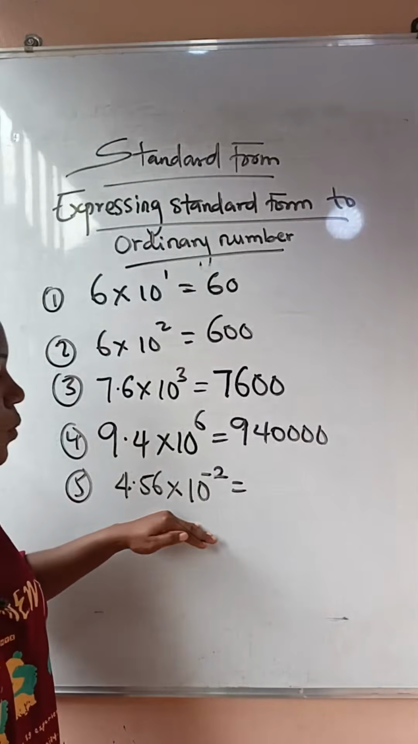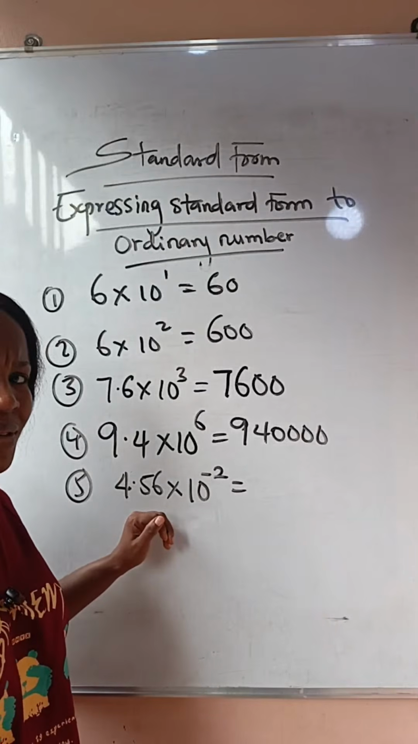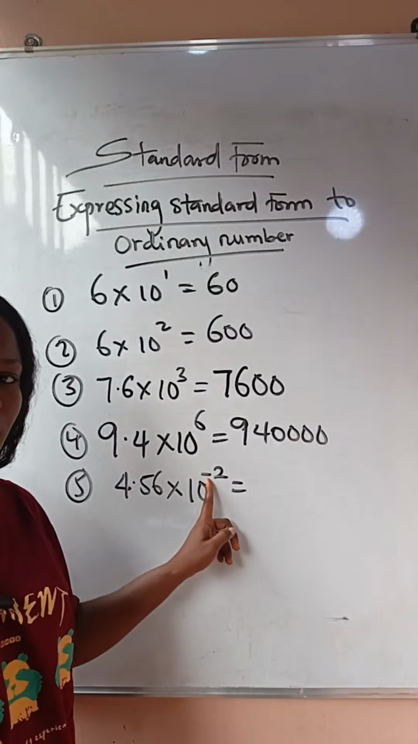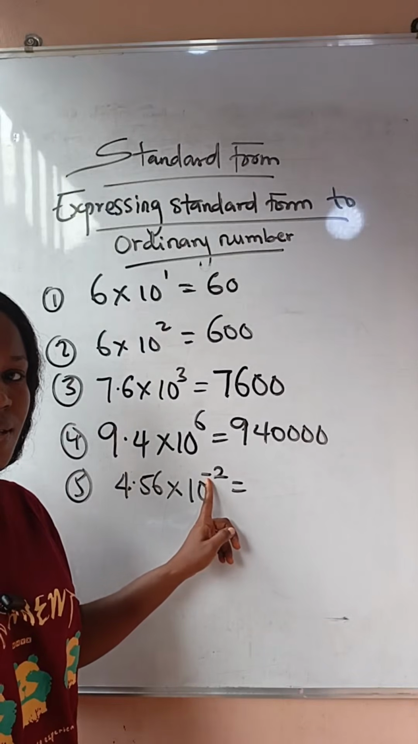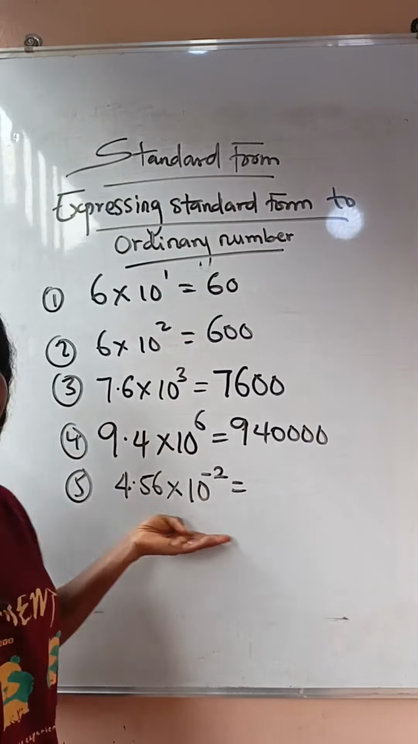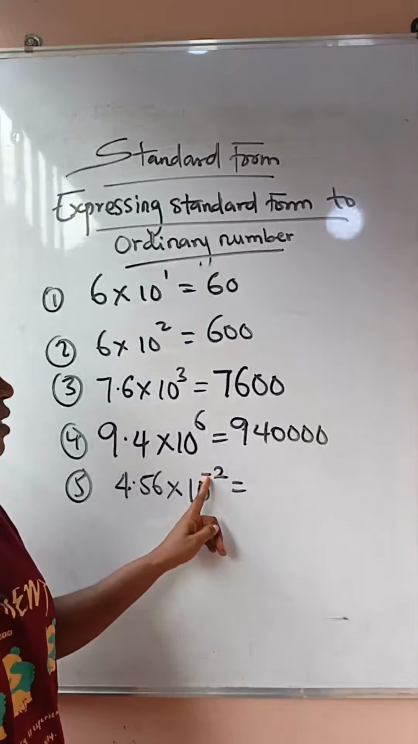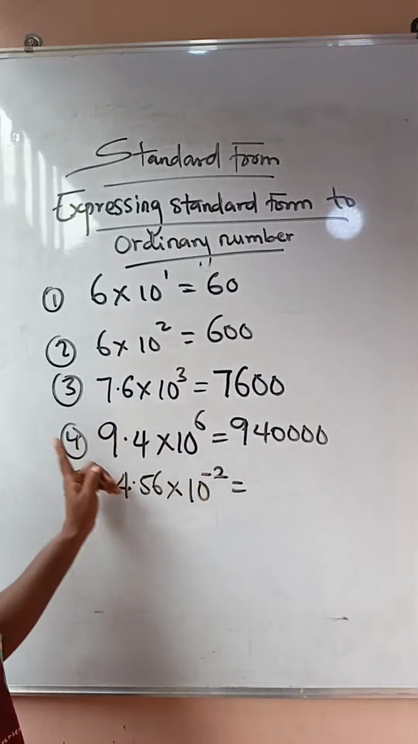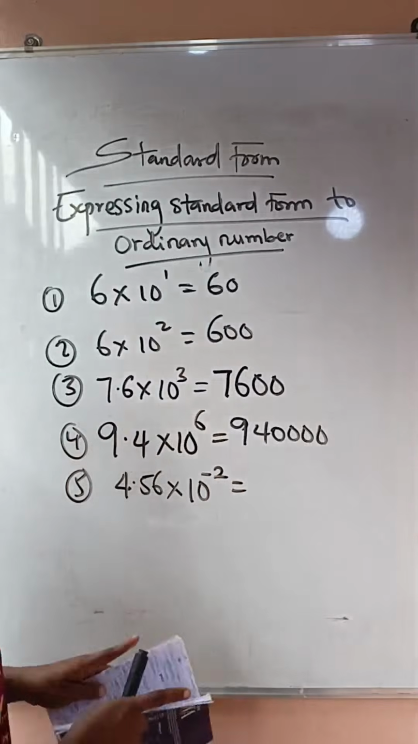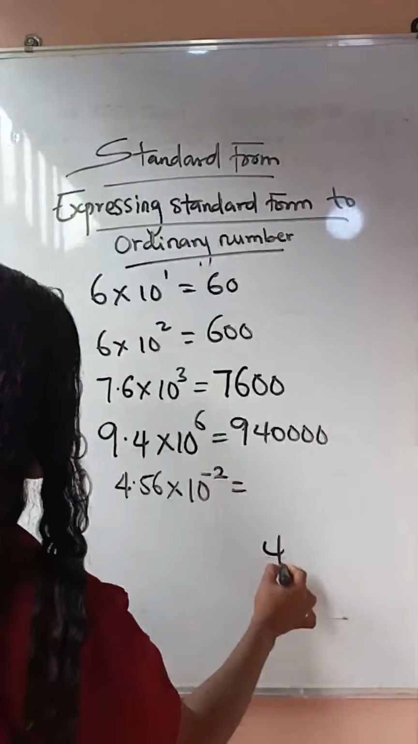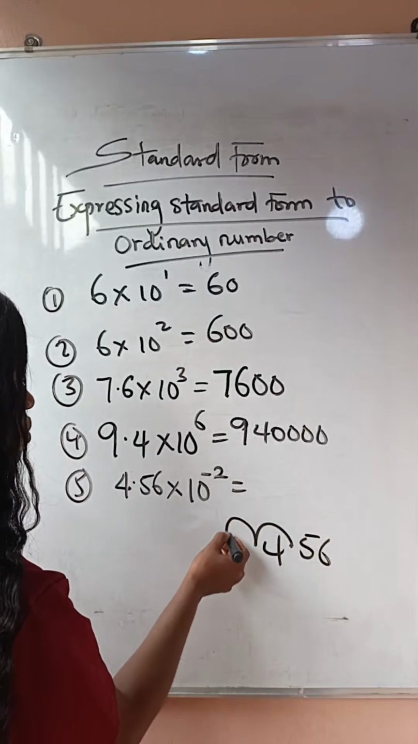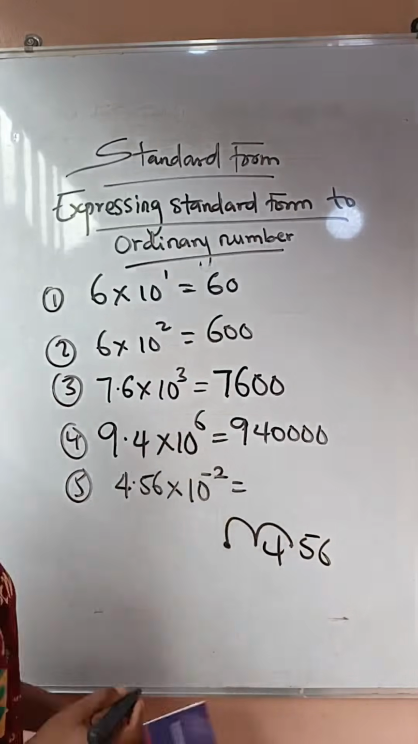Now, when you look at this, can you see something? You can see that this is negative. So it simply means that this number is a decimal. So once you see negative, you shift your decimal point this time to the left 2 times. Okay? So this is what we have. 4.56. I'll shift this 2 times to the left. 1, 2. So this is where my decimal point is.